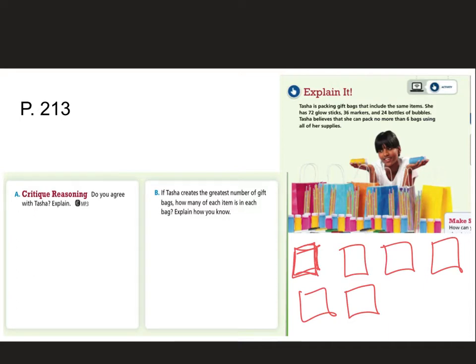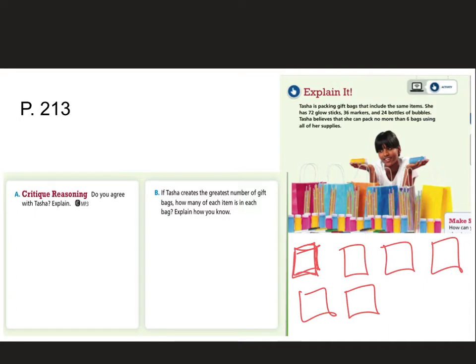Now, what I want you to think about is what would be the way for her to pack as many bags as possible and still have the same number of each. So why don't you pause this video and try this problem on your own.